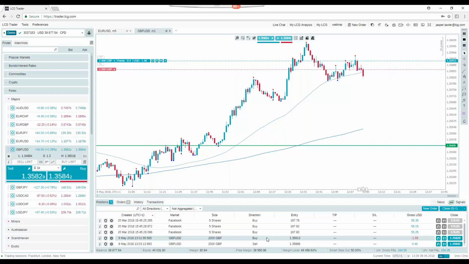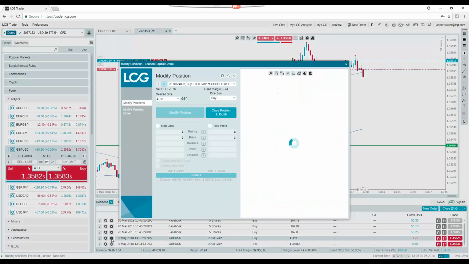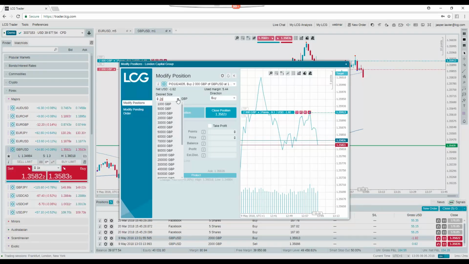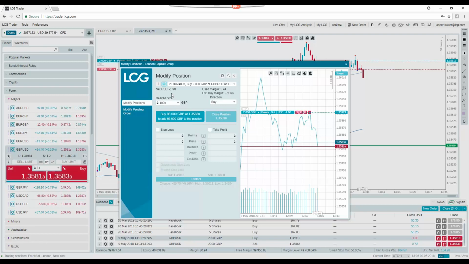Otherwise, what you can do is right click here and click modify position, or you can go over here and click this little cog looking icon and modify position there. So what we can see is that our current position is 2,000. Say we want to go a bit more all out on this. We want to buy £100,000 worth. We can just change it right there.